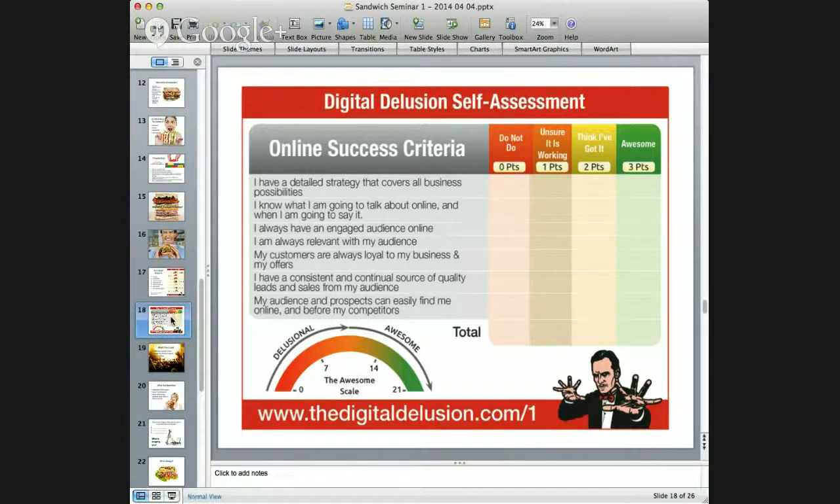Now, just quickly add up your total, get a subtotal, and you should have a number between 0 and 21. Hopefully nobody got 0, and maybe a couple of you got 21. If you're in the range of 14 to 21, well, guess what? You probably got a lot of things in place, which is really key. But you can always tweak this, right?